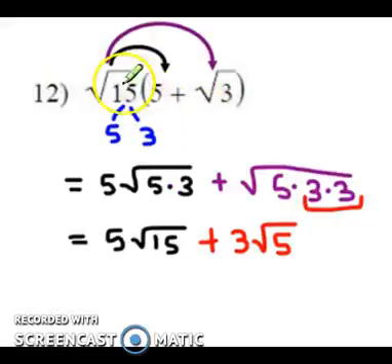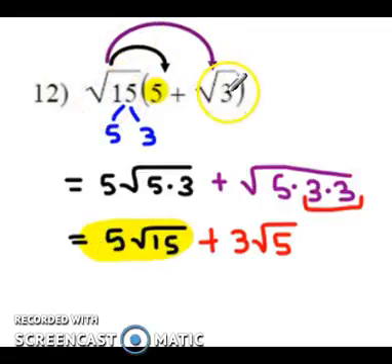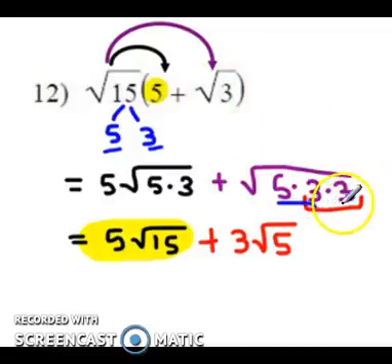And number 12, radical times radical, integer times integer. So I have square root of 15 times 5. 15, I have no sets that come out. So I have 5 square root of 15. Then I'm going to go square root of 15 times square root of 3. 15 is 5 and 3. Square root of 3 is 3. I got the set of 3's to come out right here. So that's how I got 3 square root of 5.